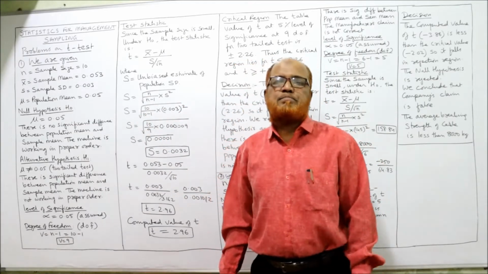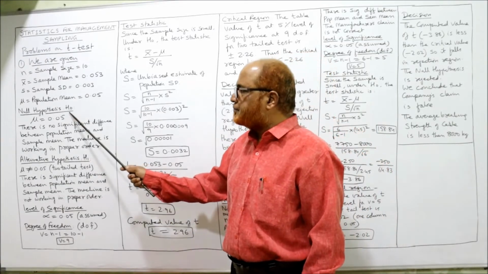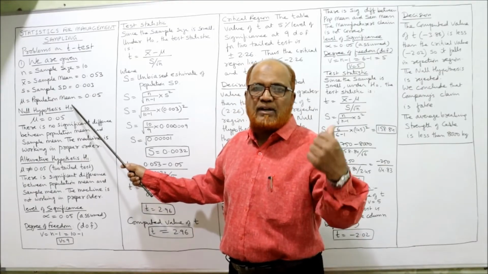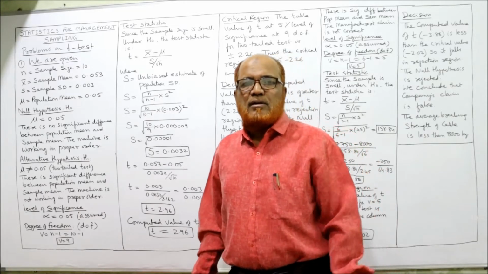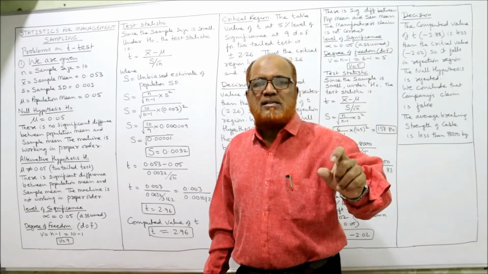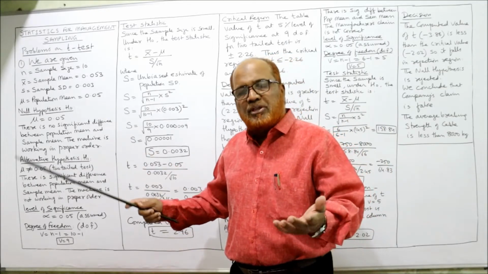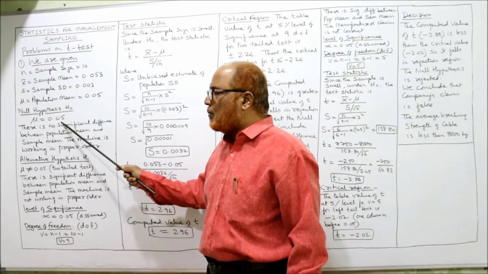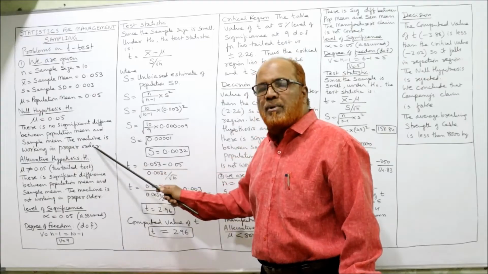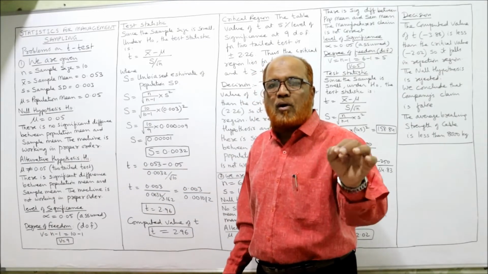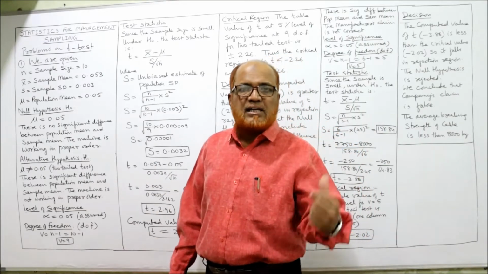Now we apply the steps. The first step is null hypothesis, H0, as usual, what we have done in z-test. Here null means no difference. There is no difference between population mean and sample mean. The population mean is 0.05. So we assume there is no difference, mu is equal to 0.05. There is no significant difference between population mean and sample mean. The machine is working in proper order. That is the null hypothesis. Same type we have done in z-test also.